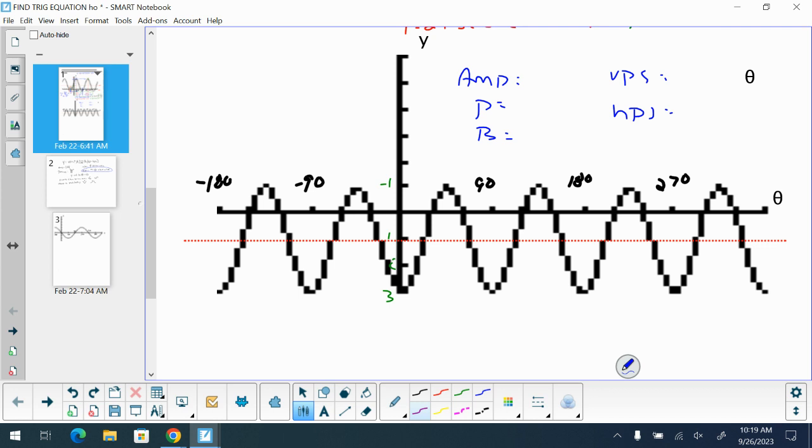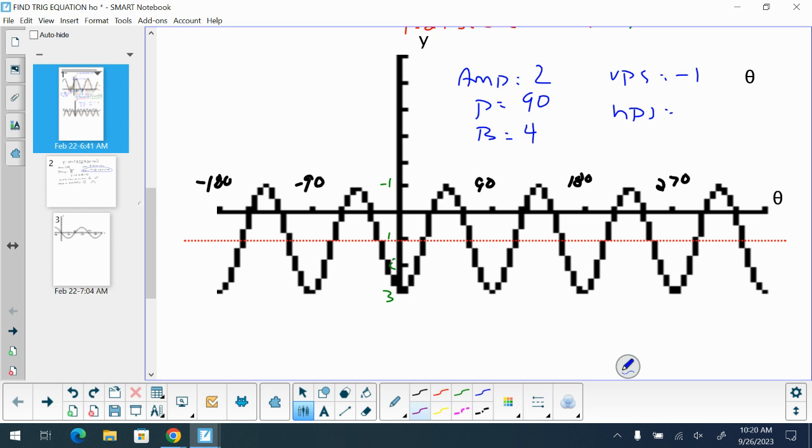Okay, take a look. Vertical phase shift, what do you have? -1. Amplitude then comes down to what, Judah? 2. Period. What do you get for the period, Ian? 90, which means our B value is what? 4. Okay, your B value is 4. So all those four things should be the same for everybody here.